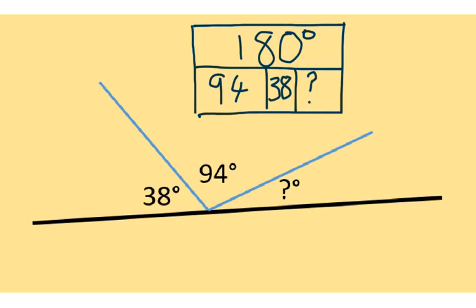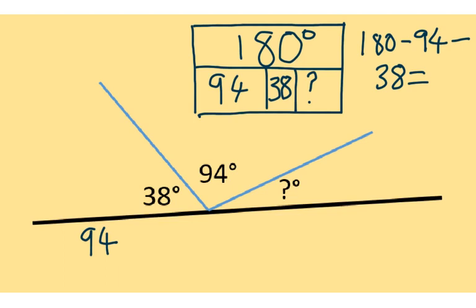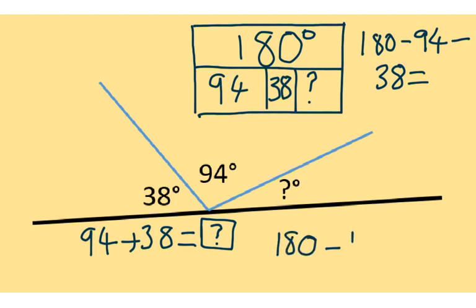Now there are a couple of ways that you could do this one. You could either do 180, take away 94, take away 38 to get your answer. Or you could first of all add together 94 and 38, get the total from that, which would be, I'm going to just put it as a question mark for now, and then take that away from 180. Either way, you'll get the right answer.